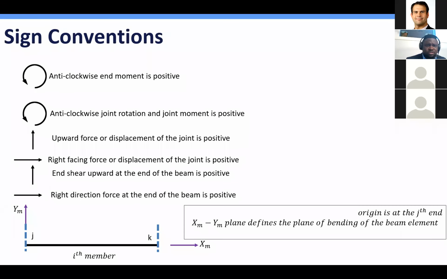So the sign conventions are that an anti-clockwise end moment is positive. So basically your moments and rotations anti-clockwise are positive, your direction right is positive as well, and upward is positive.